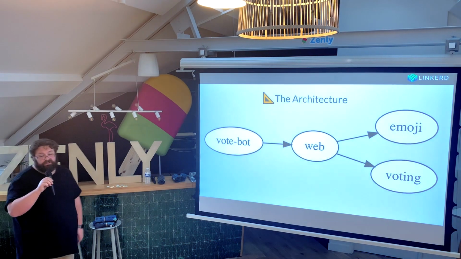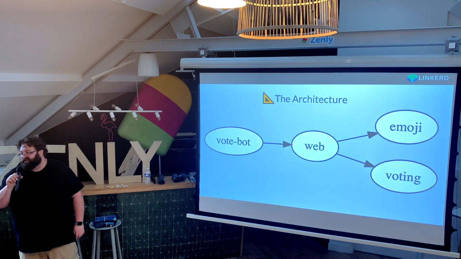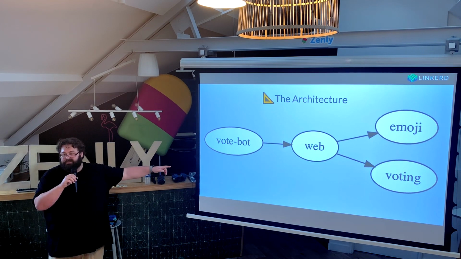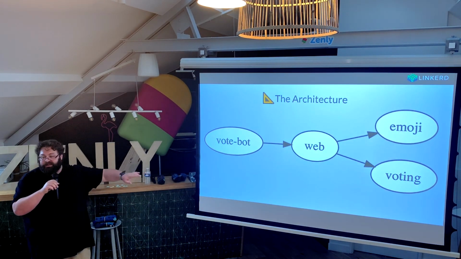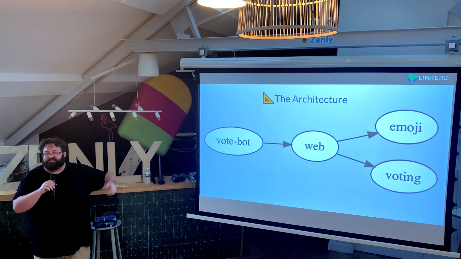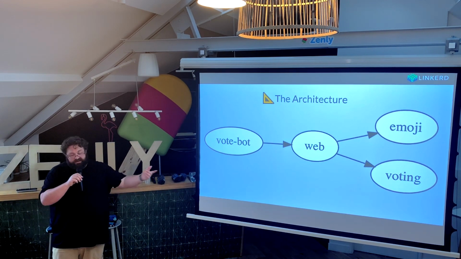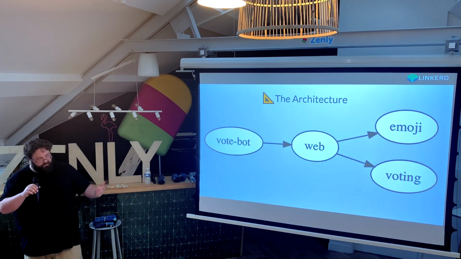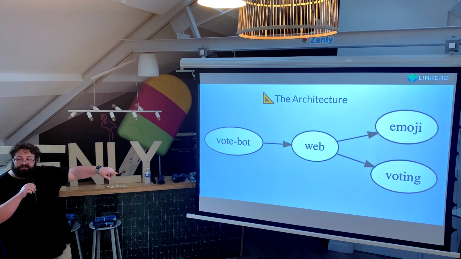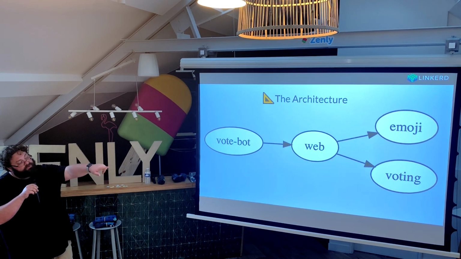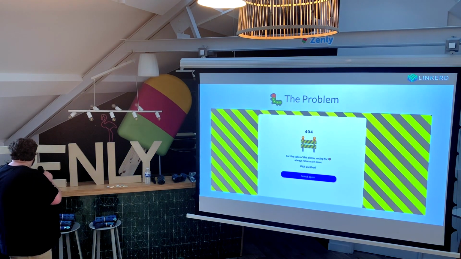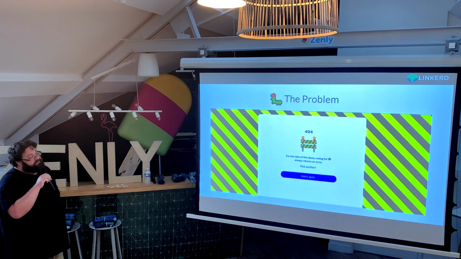Here is the architecture. It is perhaps the world's simplest, most ridiculous microservice. We have a vote bot that does nothing but vote for emojis. We have a web front end, which is the screenshot that you just saw. Then we have an emoji service that's kind of the database for the emojis, and a voting service that is the database for how many votes are there. The vote bot to web connection is HTTP1, and web to emoji and voting is gRPC. And I hope some of you found it.